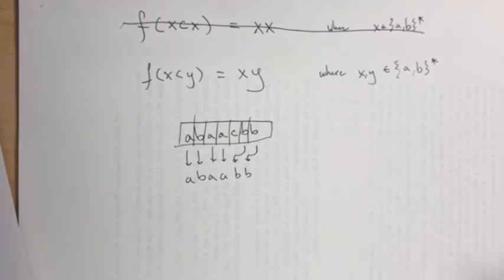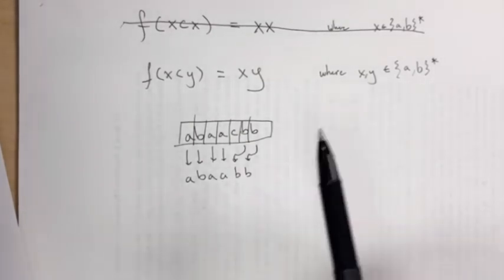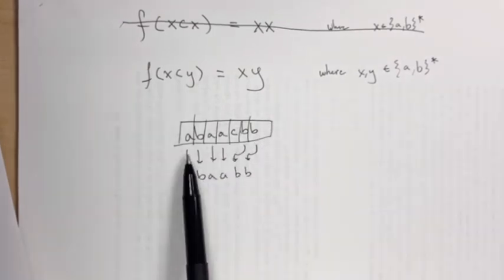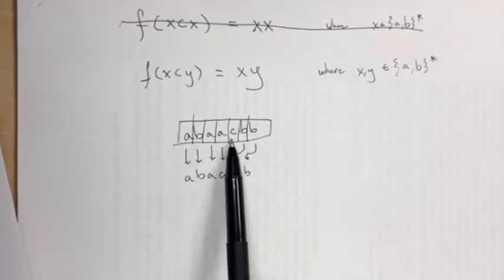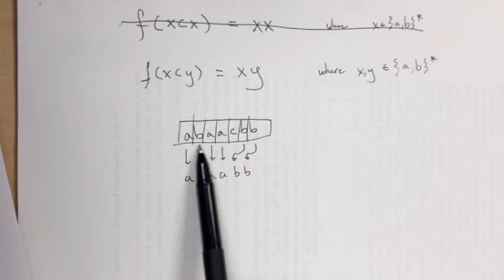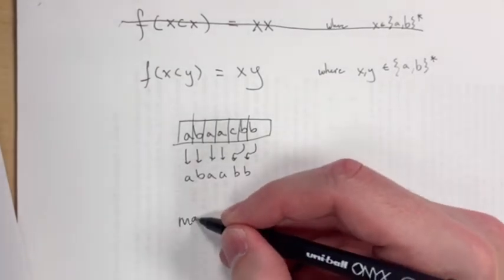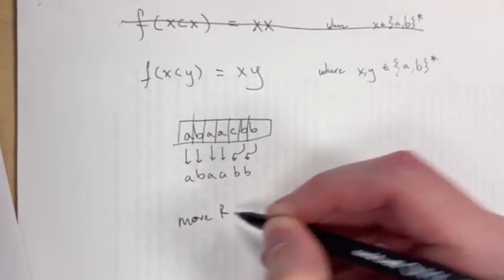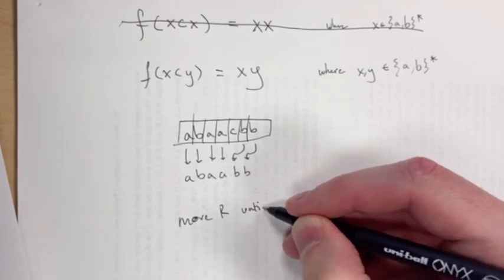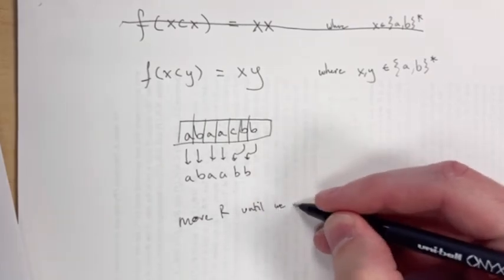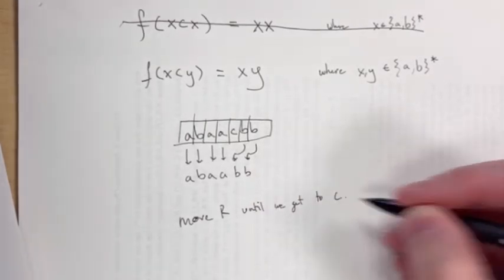All right, so the start of this computation is simple. You just move to the right until you see the C, right? You don't have to do anything at the beginning there. So I'm just going to say, let's start by moving to the right until we get to C, all right?